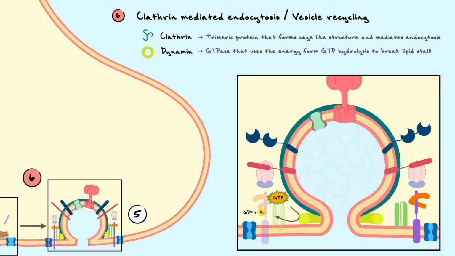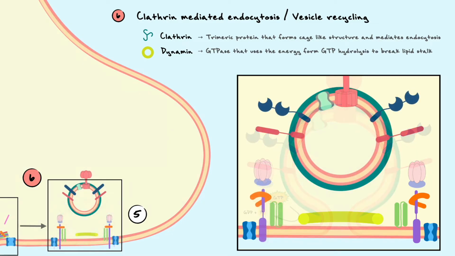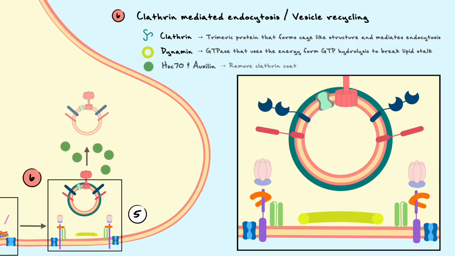A protein by the name of dynamin is a GTPase and uses the energy from GTP hydrolysis to pinch off the membrane by forming a ring around the lipid stalk. This subsequently frees the clathrin coat vesicle. The clathrin coat can then be removed by other proteins such as HSC70 and auxilin.